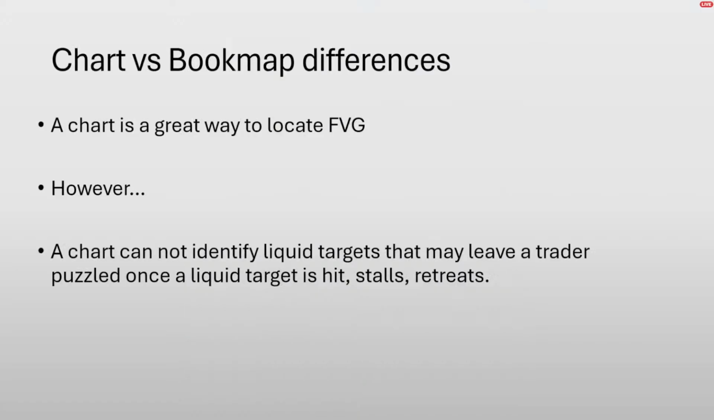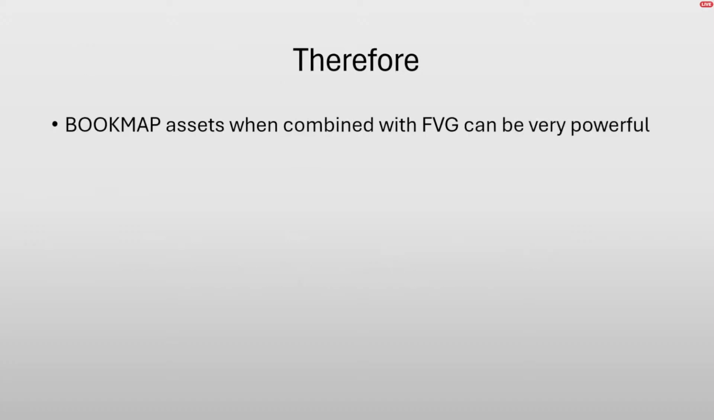Okay, so we have our chart versus Bookmap differences. A chart is a great way to locate fair value gaps. However, a chart can identify liquid targets, but passive orders on the book may leave a trader puzzled once a liquid target is hit, stalls, and then retreats. Therefore, Bookmap assets, when combined with fair value gaps, can be very, very powerful.